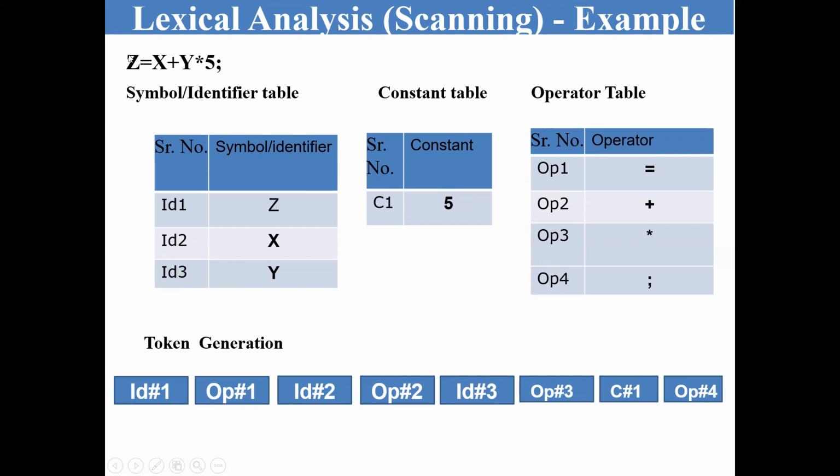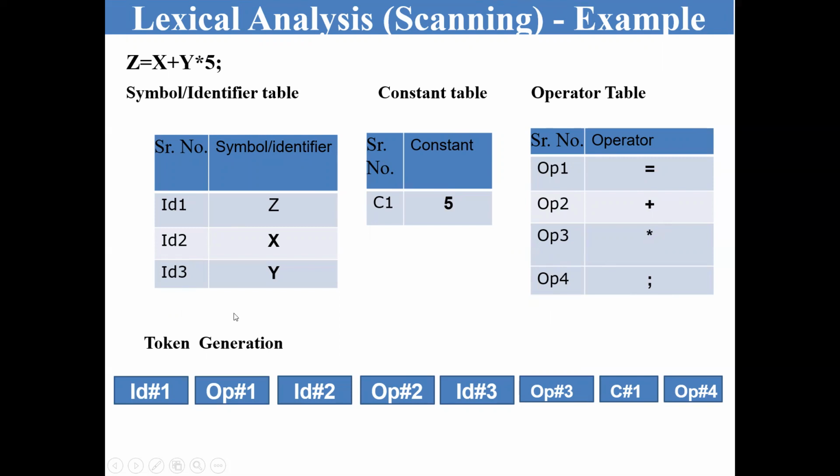So how many identifiers are there? You can see that is Z, X and Y. So Z, X and Y, and give the numbering 1, 2, 3. Now the constant table. Only one constant is there, that is the 5. Number is 1. And then the operator table. So operators are equal to, then plus, multiplication and semicolon. So 1, 2, 3, 4. See, numbering is very, very important because in token generation, we will use that number.